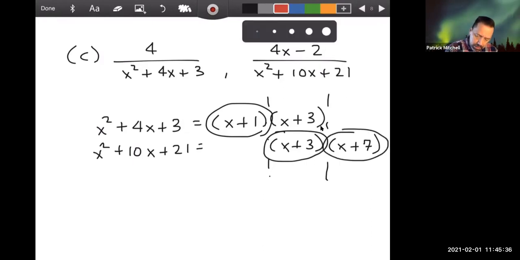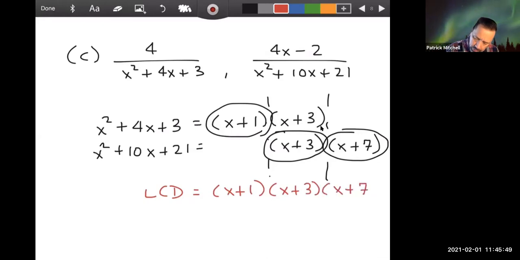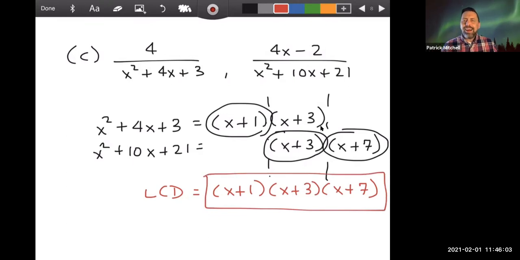So for this problem, the LCD is, and this is exactly how I would write it, x plus 1 times x plus 3 times x plus 7. Of course, those factors can go in any order. So if you wrote it as x plus 7 times x plus 3 times x plus 1, that's perfectly okay. All right, so I think I just have one more kind of problem to show you.